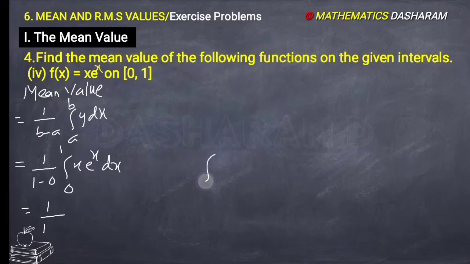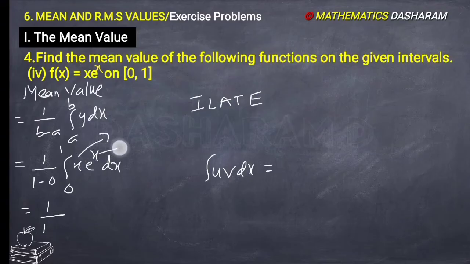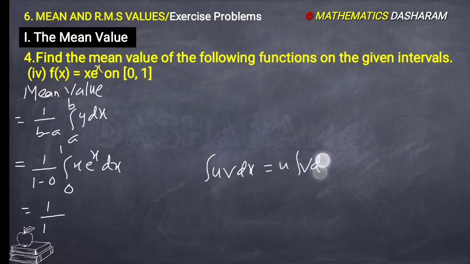Here we have to use the u into v formula. But before that, let us verify with the ILATE rule. Here x is an algebraic function, e power x is an exponential function. So see here, algebra first, exponential second. So the order is correct. So we can proceed with the u into v formula, that is u into integration v dx minus integration u dash into integration v dx whole dx.